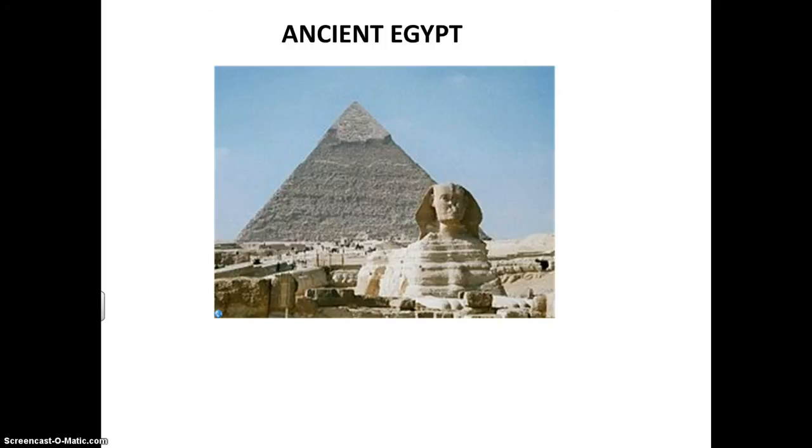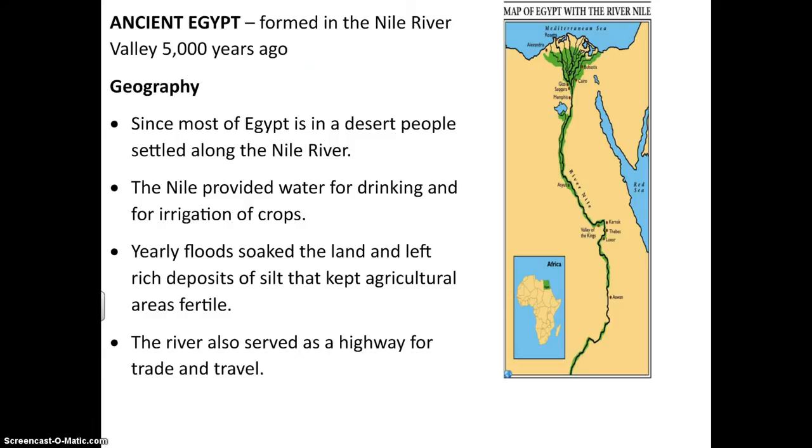because it's a video. Okay, ancient Egypt, formed along the Nile River Valley 5,000 years ago. Most of Egypt's a desert, so the people lived near the Nile, which provided the water for drinking and for crops. Every year the Nile would flood, and it would provide rich deposits of silt, the stuff the river carries along with it, which acted as a fertilizer to make the crops grow. It was also a highway for trade and travel because it's the longest river in the world.